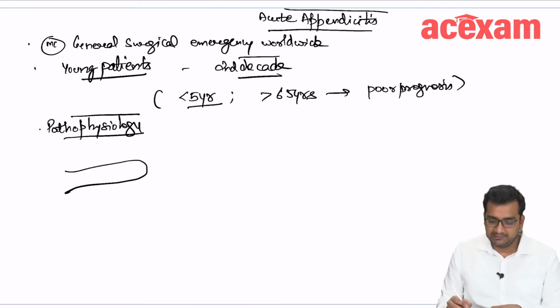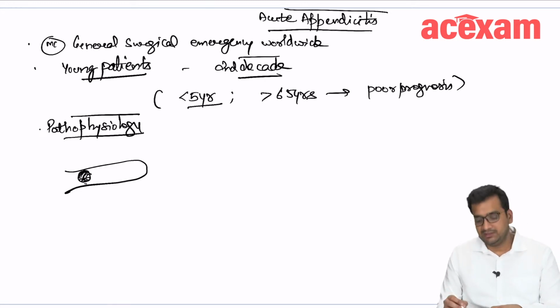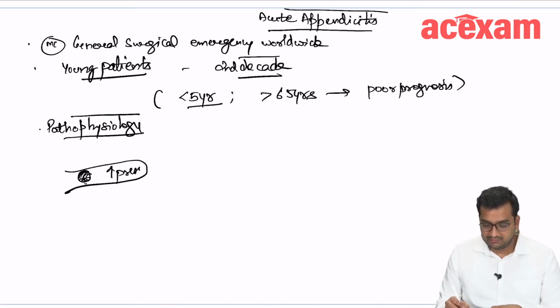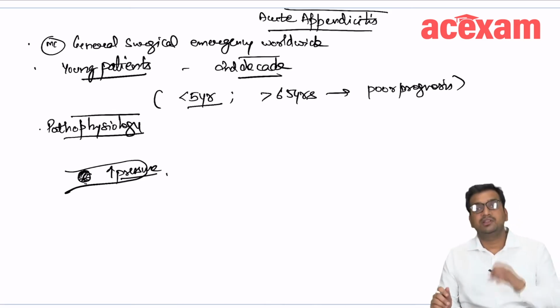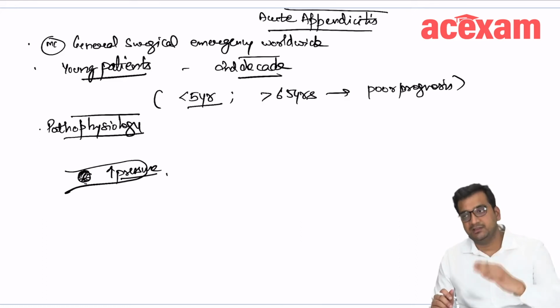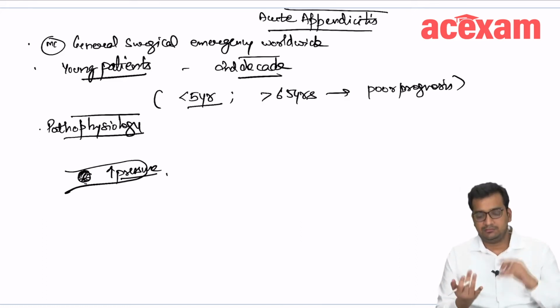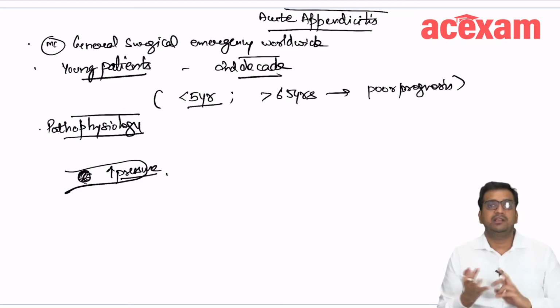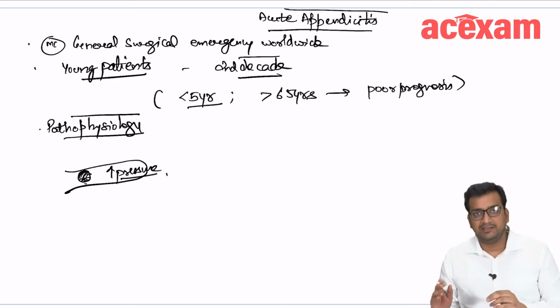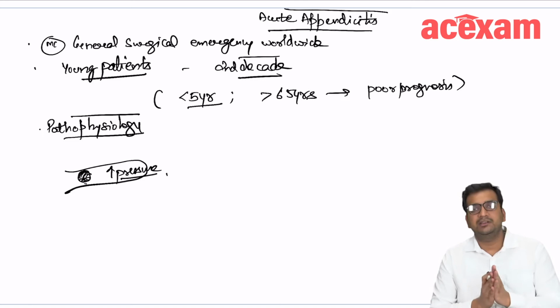Now this is the appendix. There is a fecolith here in the appendix. Due to the presence of this fecolith, there is increase in pressure. This increase in pressure of the appendix leads to blockage of the blood supply and lymphatic supply to the appendix. So it is very easy to understand.